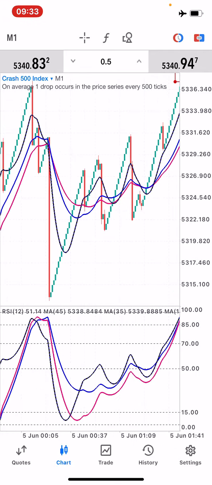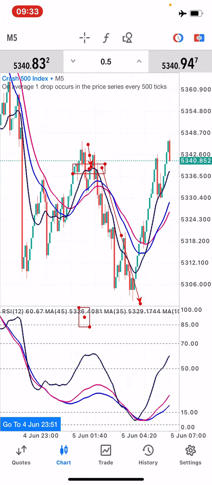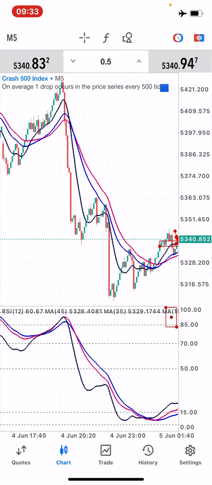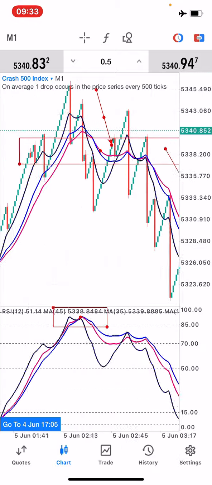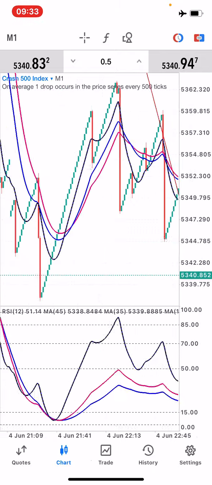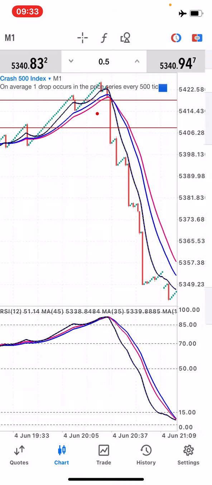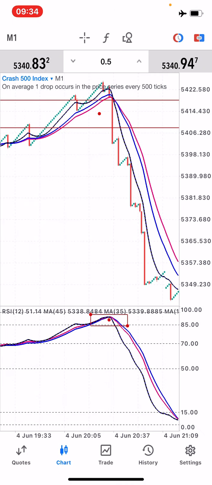Let's look for another entry. 5 minutes. Here. Right here. Anticipation is, once our black line has been crossed and candlesticks are now below our black line, we sell. So I'm going to go on my 1 minute, look for that position and look for my confirmation. My confirmation is there. I have all my lines right here, so it means I'm going to sell.